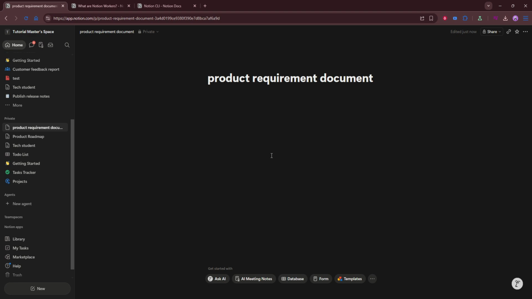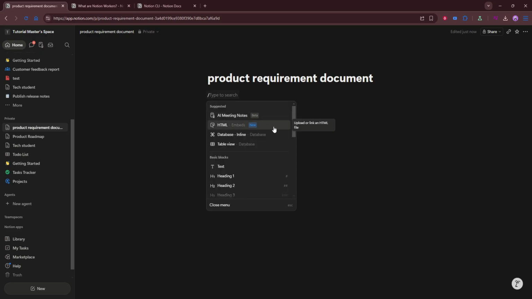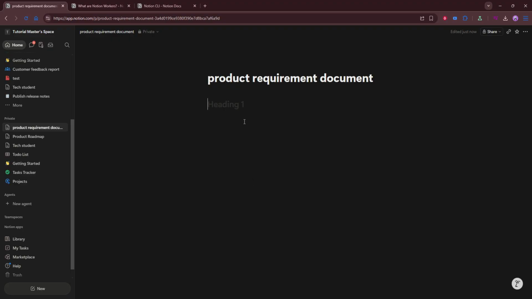Next, add the product name along with a short project summary. The product name should be clear and specific, and the summary should briefly explain what the product or feature is and what it aims to accomplish. Think of this section as the quick overview someone can read in a few seconds to understand the project at a high level.